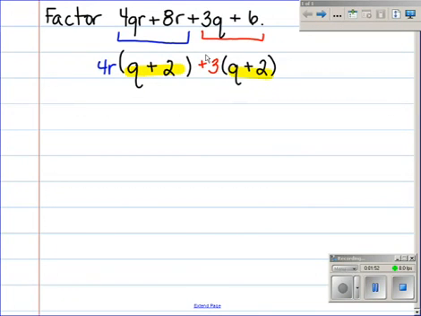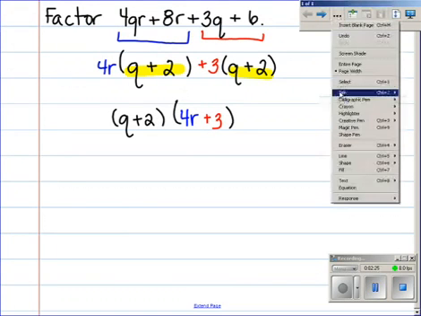So now we're going to factor out the greatest common factor of Q plus 2. If I divide this term by Q plus 2, then I'm left with 4R. If I divide this term by Q plus 2, I'm left with positive 3. And we'll put 4R plus 3 inside the parentheses. So now my factored answer is Q plus 2 times 4R plus 3.